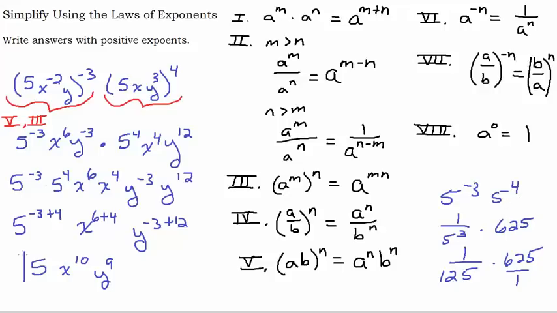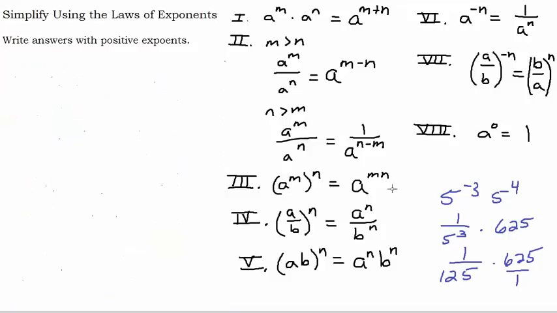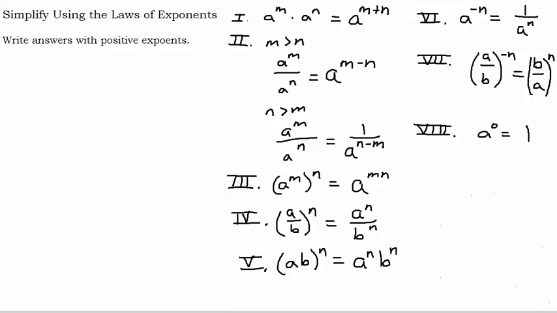So this is our final answer. We cannot simplify that anymore. That's it. So we used rule number 5 and rule number 3 for that one. Okay, let's try one more. Let's get rid of this. And we'll get rid of this. Okay, we're going to do one that has a big fraction.